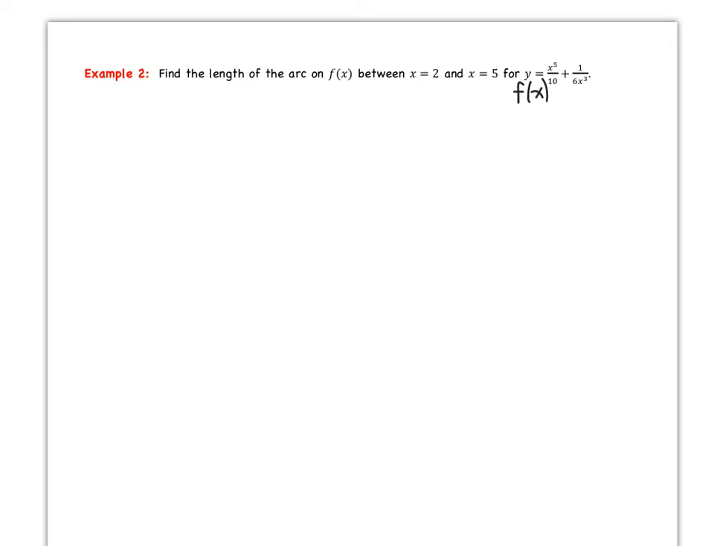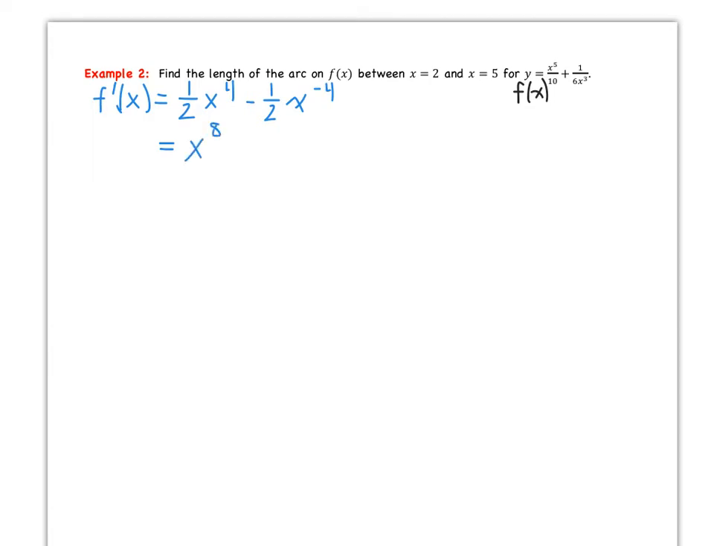All right, so first thing we've got to do is find the derivative. So if we do that, we've got f prime of x is equal to 1/2 x to the 4th minus 1/2 x to the negative 4th, if you rewrite that 6x cubed as 1/6 x to the negative 3, okay?